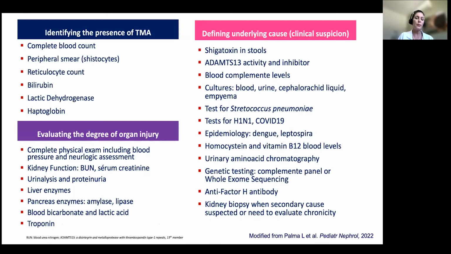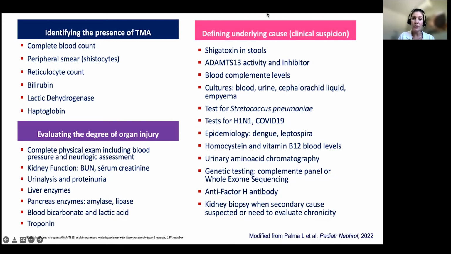So this year we had the publication in Pediatric Nephrology of a review called Thrombotic Microangiopathy in Children. And what I want to share with you is almost a checklist when you have a patient with TMA. So first of all, identify the presence of TMA with the exams that can be collected to do that. Secondly, evaluate the degree of organ injury, and one should pay attention to a complete physical exam and not only lab exams or imaging, but also a neurological assessment, kidney function, urinalysis, and so on. So all organs can be analyzed.